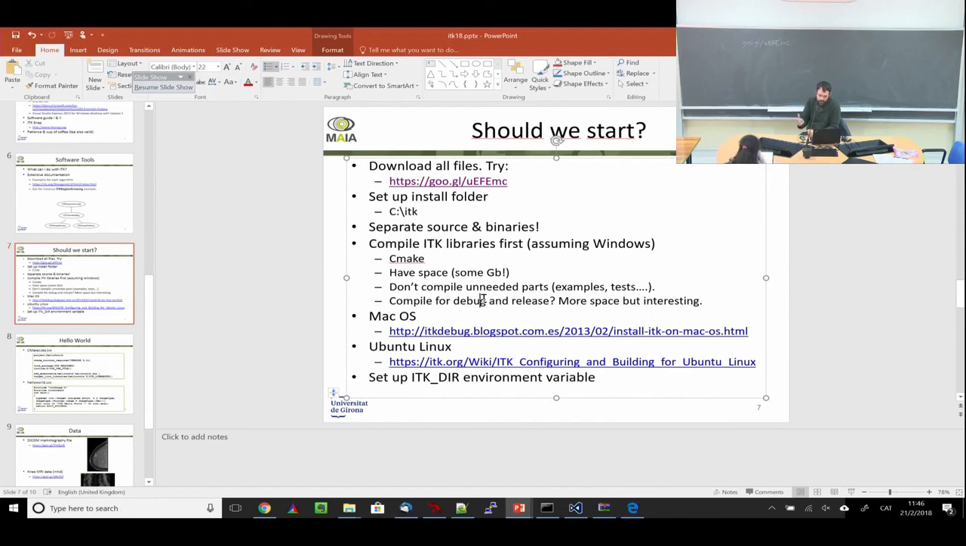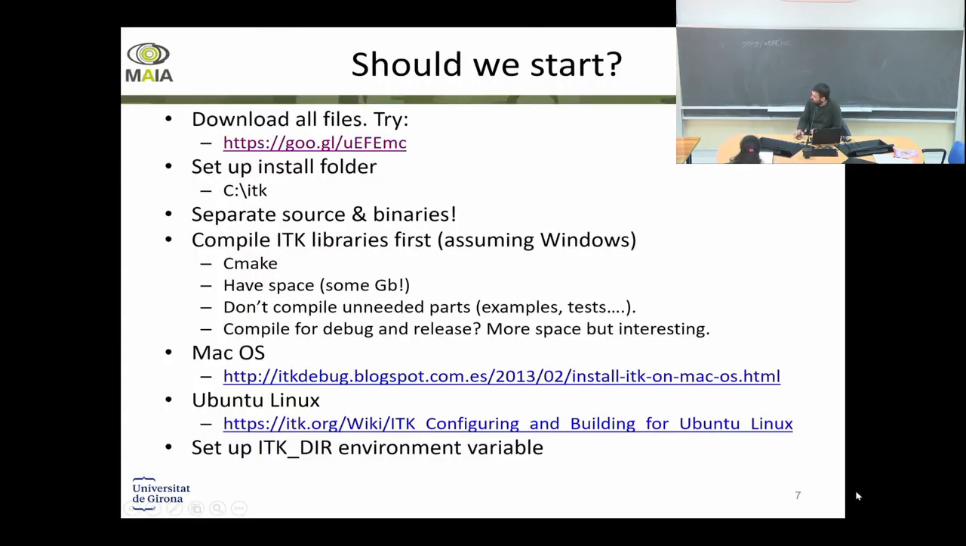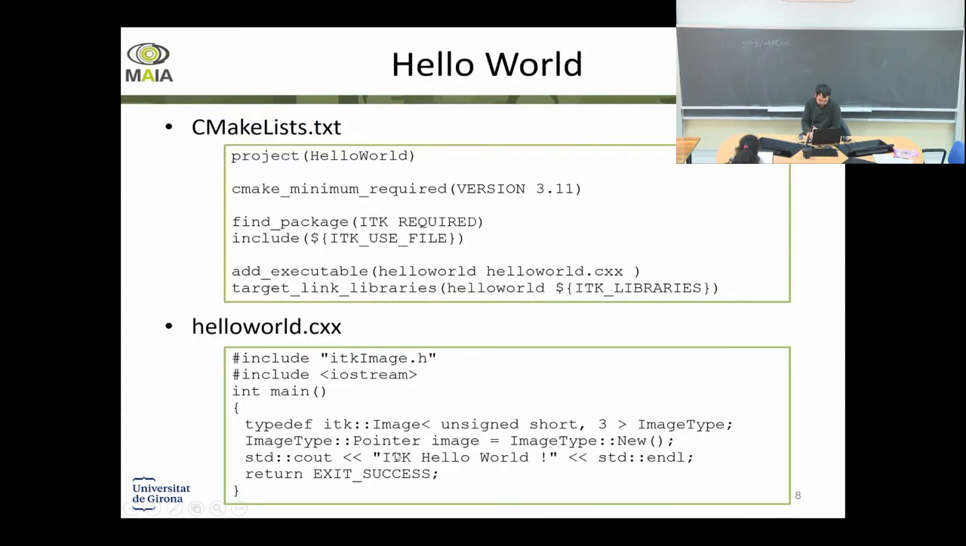Okay? For instructions of Mac, well, I think I could have this bigger. For instructions of how to install on Mac, you can follow this link. And in Ubuntu Linux, it's quite extensive, these things. Okay? So after we finish installing the libraries, there's one thing before we start programming. There's one thing we need to set up, which is the ITK environment variable. We're going to see that in a minute.